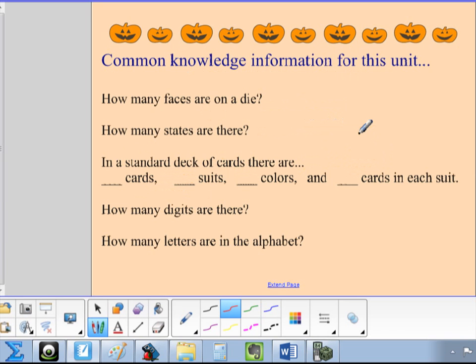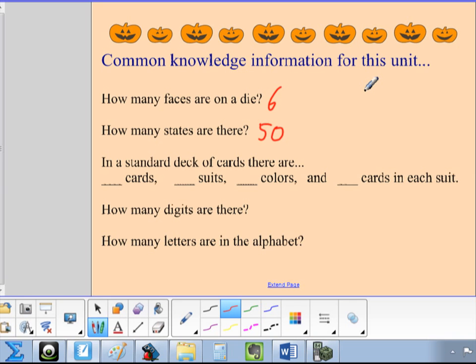Some common knowledge, some things that I always assume that people know, but every once in a while I find people that don't for one reason or another. When we roll dice, you should know that a standard die has 6 sides or 6 faces. How many states in the United States? I'm assuming that you know that there are 50 of them, if I have to ask any probability questions about that.